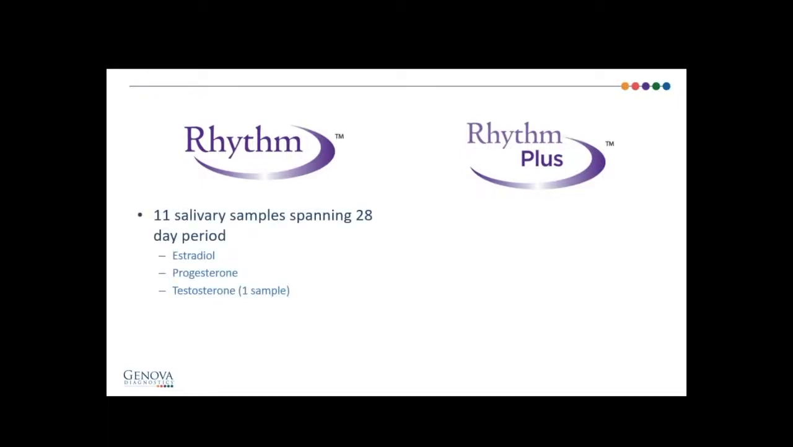So with the rhythm test, you do 11 salivary samples over a 28-day period. And that's going to measure estradiol and progesterone 11 different times. So bleeding begins, 3 days in, first sample for estradiol and progesterone. And then there's one testosterone as well. And you can really track a cycle this way.